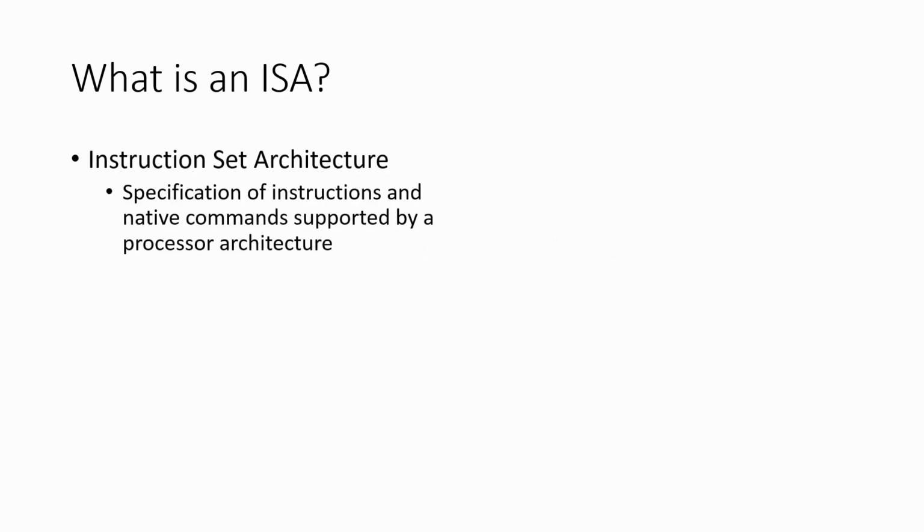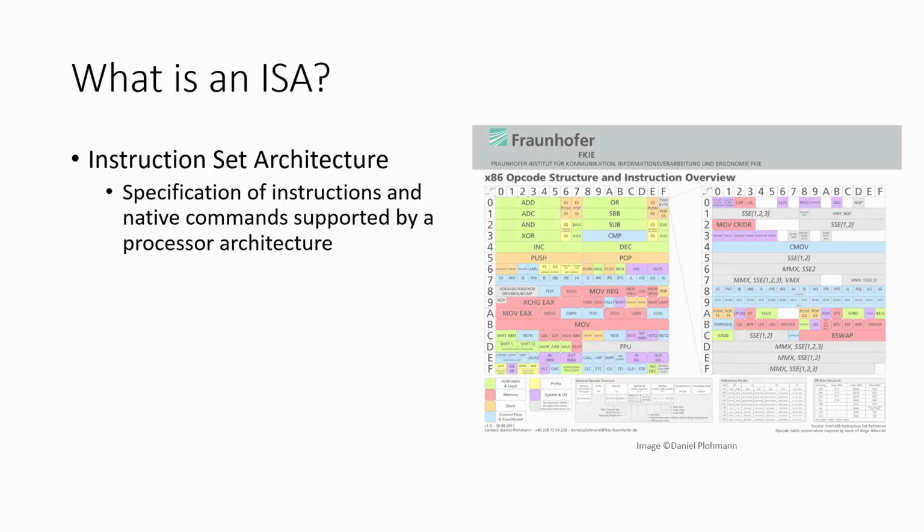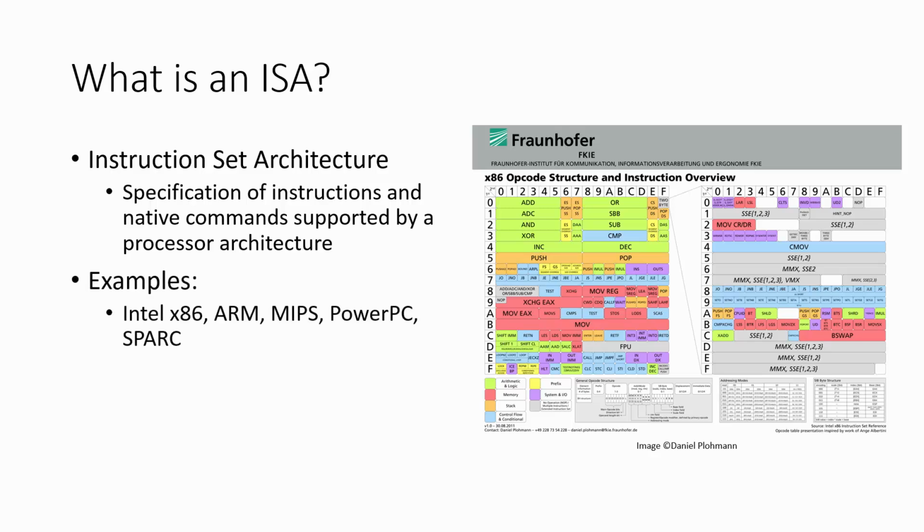In this video, we'll be talking about instruction set architectures, or ISAs, and how they can be virtualized. So what is an instruction set architecture? It's a specification of instructions and native commands supported by a processor architecture. What you see on screen now is the x86 instruction set architecture with the different kinds of instructions and how they're laid out.